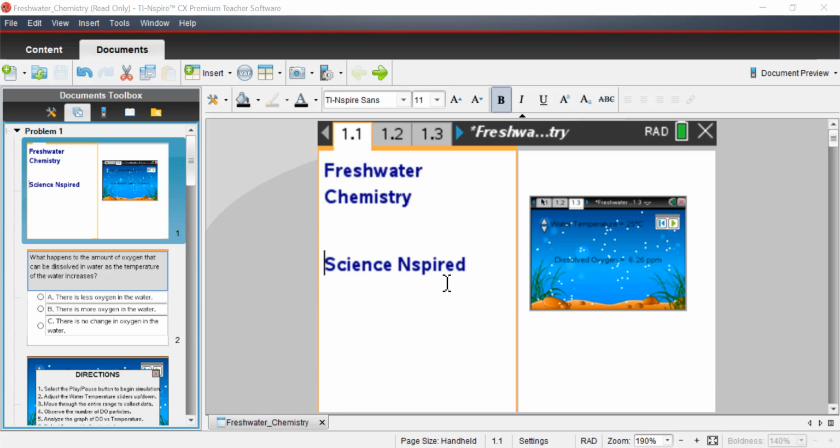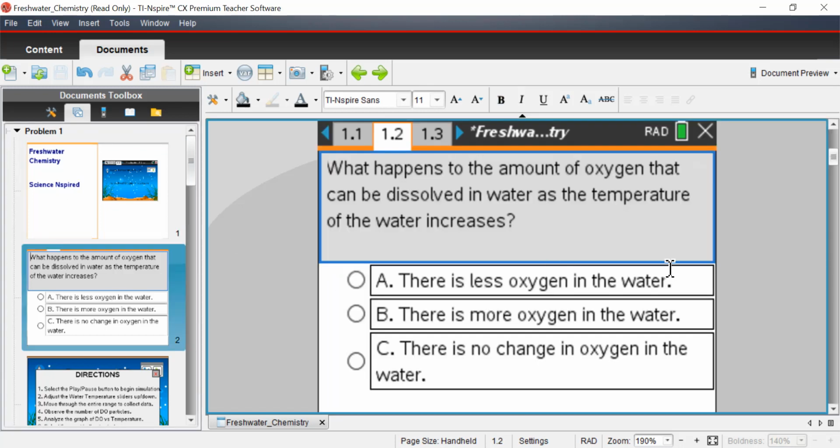All right, so we've got the file titled Freshwater Chemistry opened up in the TI-Nspire CX Premium software. You can also use this file, as well as any file from scienceinspired.com, using the software like we're doing today, or you can use the TI-Nspire CX graphing calculator or the TI-Nspire CX2 graphing calculator. Either of those will work as well. Okay, so next, page 1.2, we have the first question, and the question starts off, what happens to the amount of oxygen that can be dissolved in water as the temperature of the water increases?